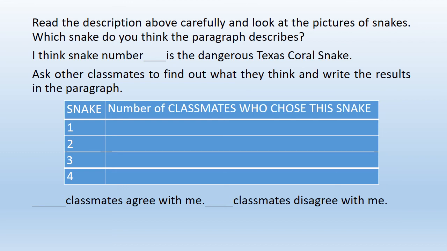Again, this would have been a class activity, but you can do it by yourself. You don't have to fill the paragraph, but you have to write which you think is the Texas coral snake. And in the end, "blank classmates agree with me", so how many classmates agree with you, and "blank classmates disagree with me". That is not to be done by you.